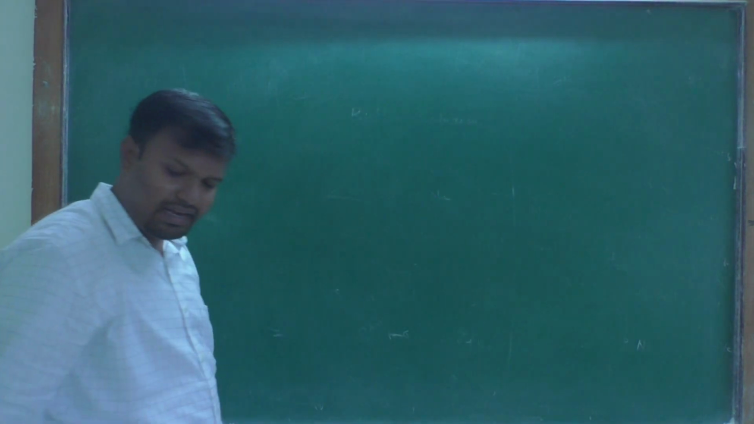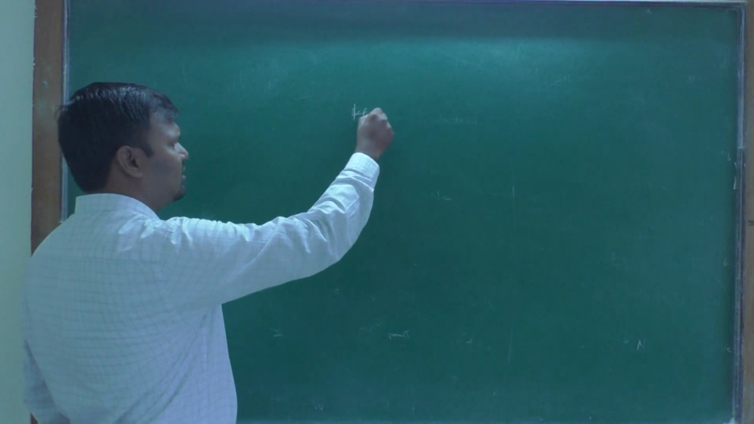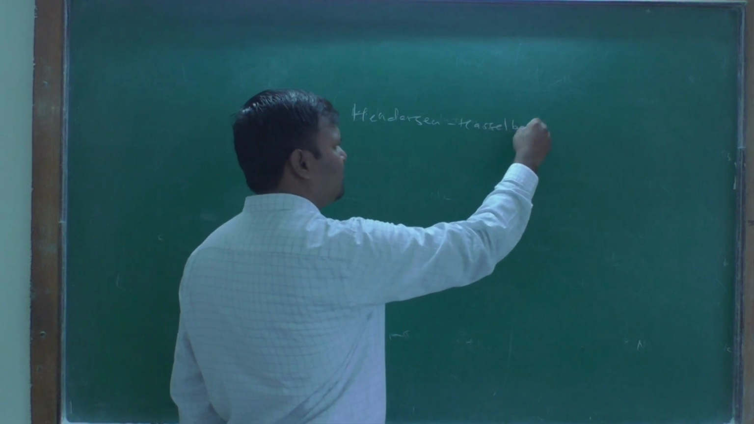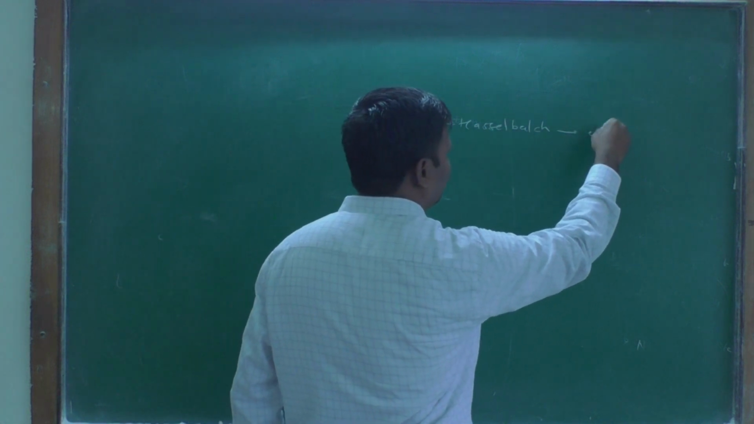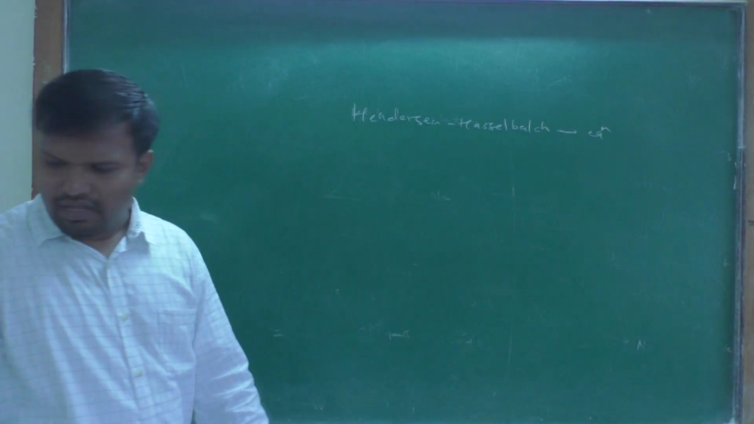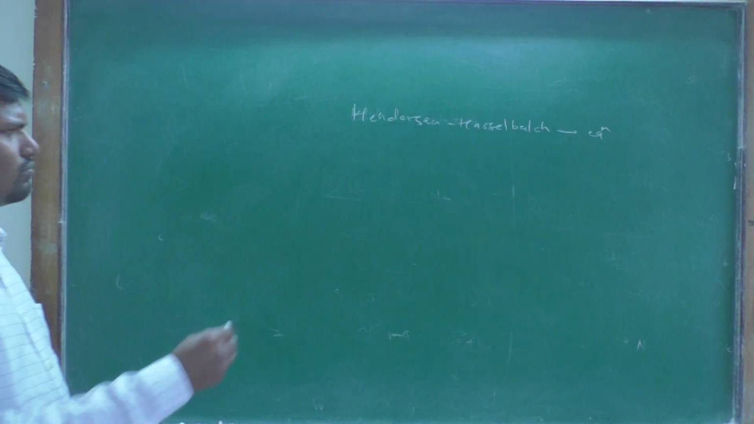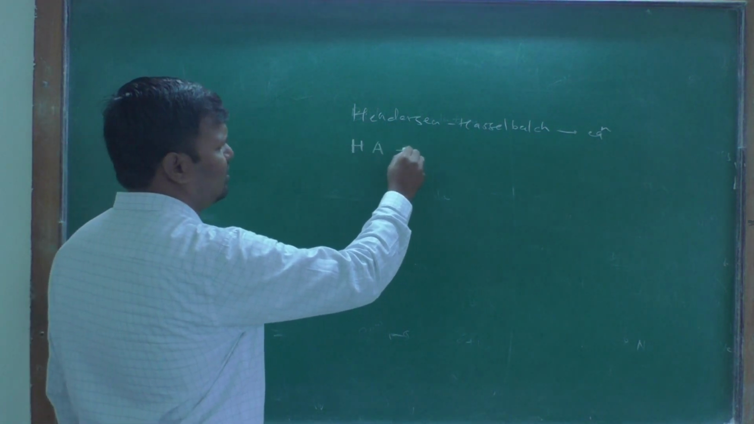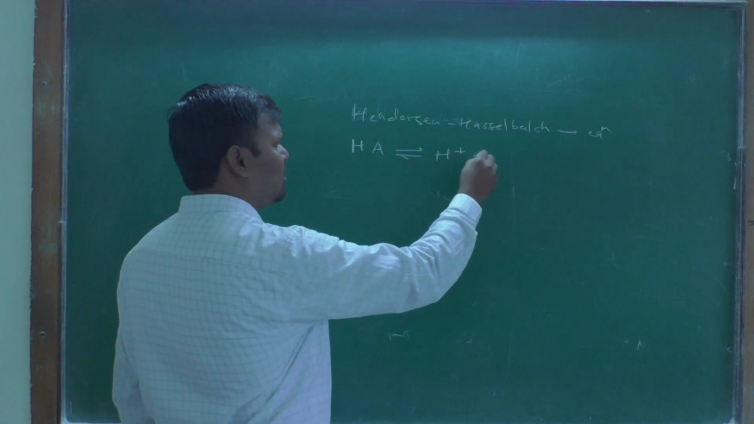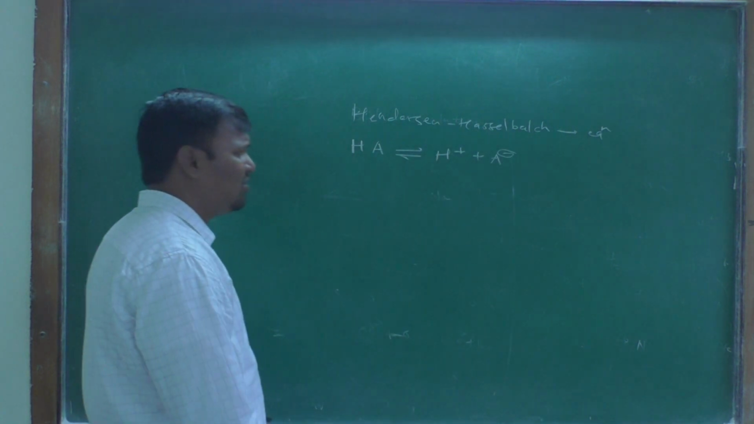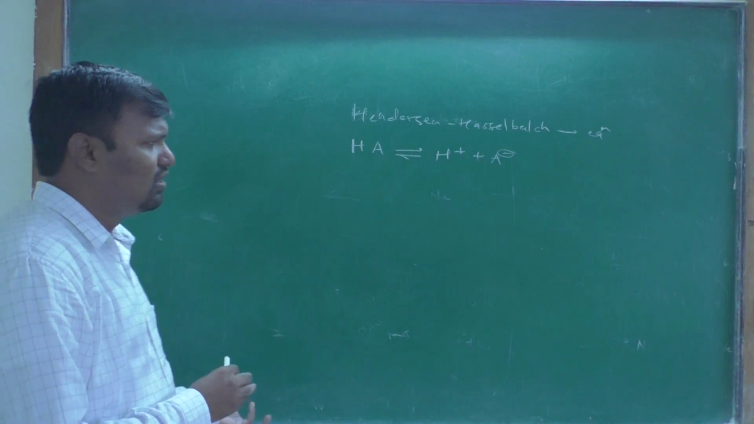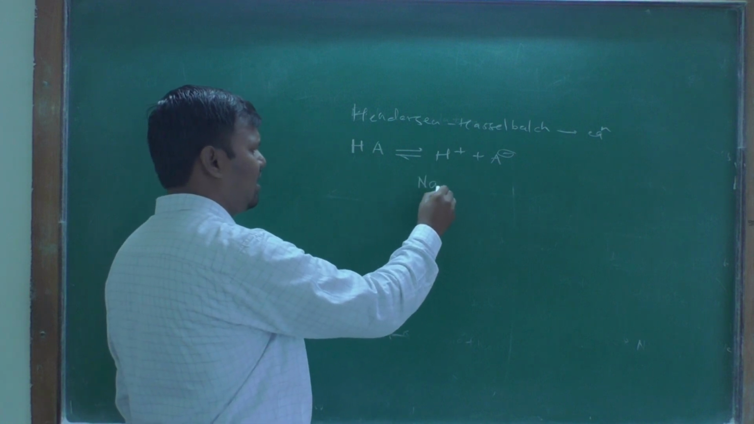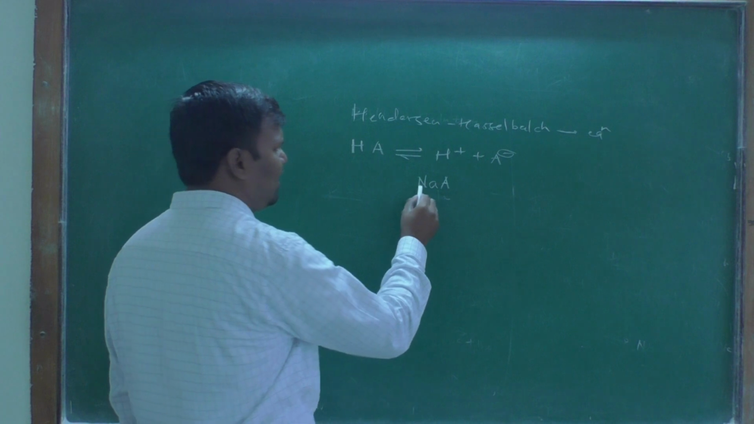Then, the Henderson-Hasselbalch equation we will now obtain. We have an acid HA which dissociates into H+ and A-. For an acidic buffer we will derive the equation, and its salt is made up of Na and A.